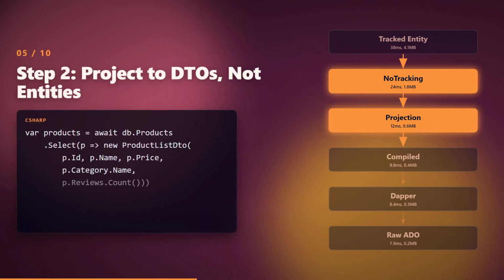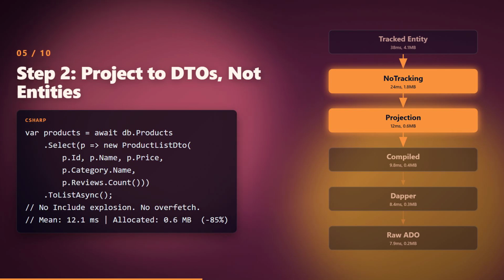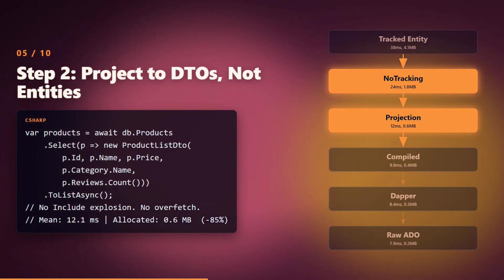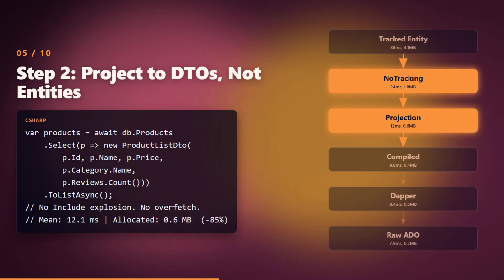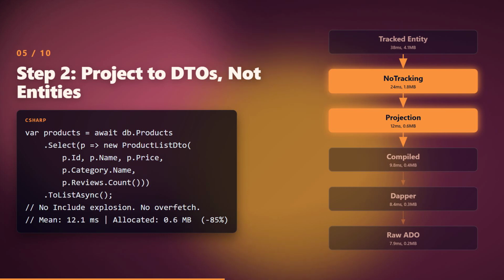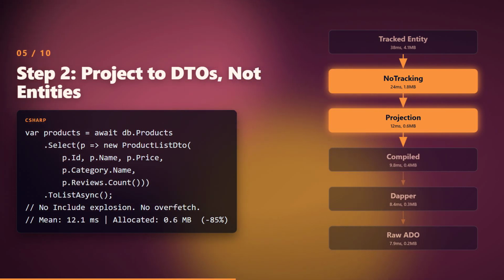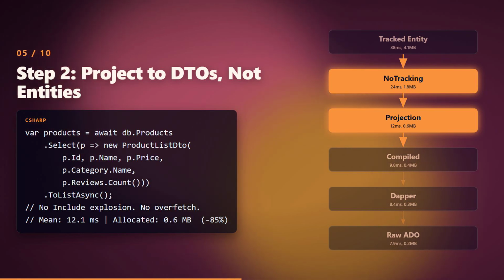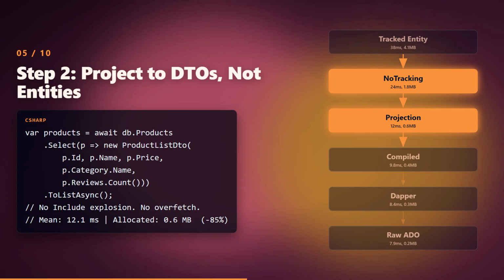Project to a DTO. Stop returning entities. Select only the columns the endpoint actually uses. Now EF generates select for 4 columns instead of 40. This is the single biggest EF perf win nobody talks about. 24 milliseconds becomes 12. One rewrite.